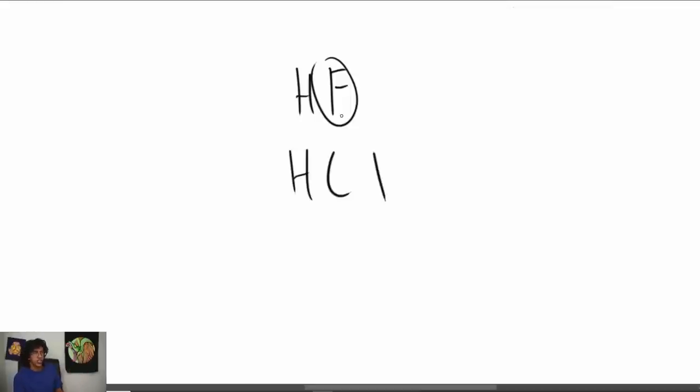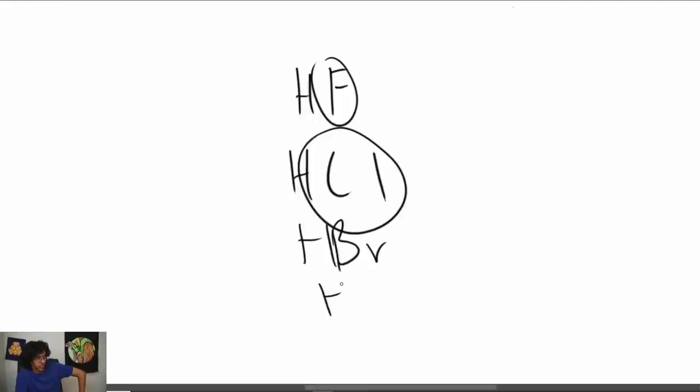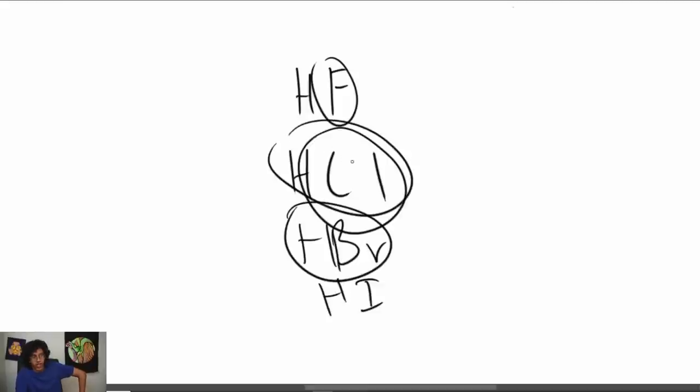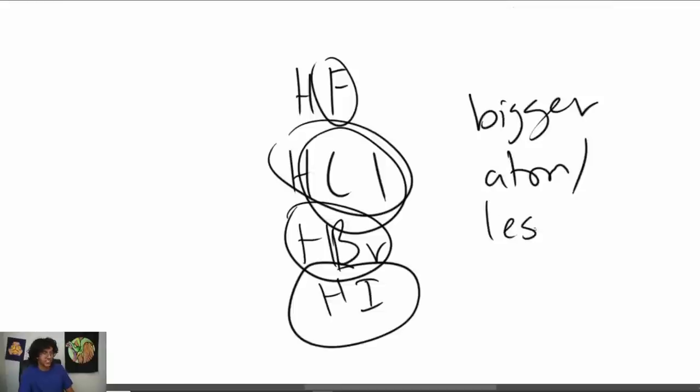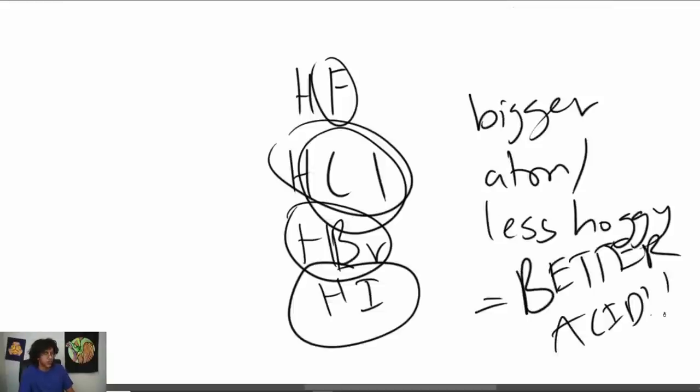If fluorine is smaller, then it's going to keep its hydrogen, and chlorine's bigger, so it's actually going to be more likely to give off its hydrogen. And if we look at HBr and HI, HBr is actually a stronger acid than HCl because Br is even bigger, right? So it's even more likely to give off its H+ ion. And then HI is literally the strongest one out of all of these because it has a really, really big iodine atom that's just like, I don't care about any of you guys, just see you later, I don't care. So essentially, bigger atom, less hoggy, equals a better acid. Very, very important stuff.